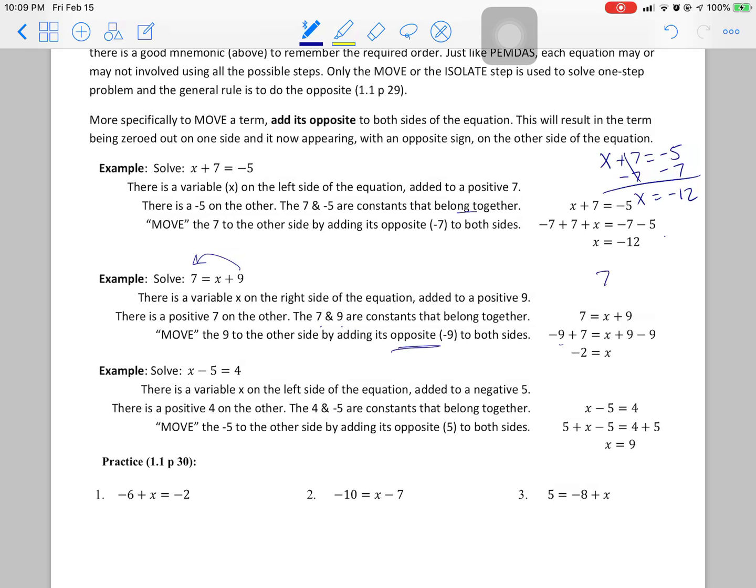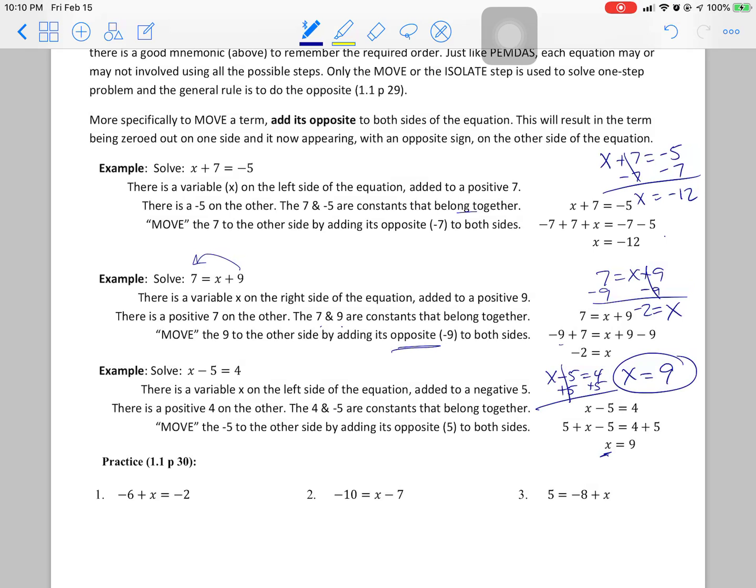So 7 equals x plus 9. You add a negative 9 to both sides and you get, what, negative 2 equals x. And this one here, we have pretty much the same thing. We have a negative 5 that is in the way. I want to say x on one side with nothing else, so the negative 5 is the problem. So x minus 5 equals 4. We need to add its opposite to both sides to get x equals 9.